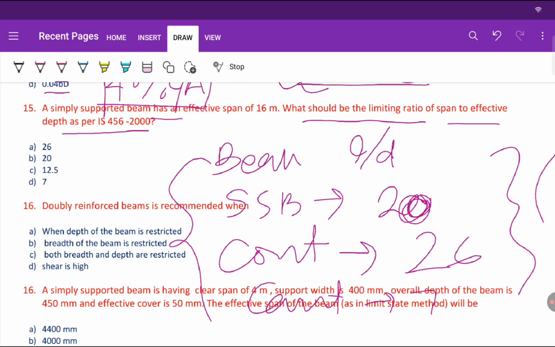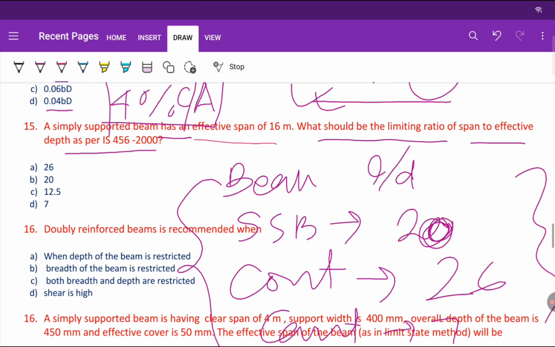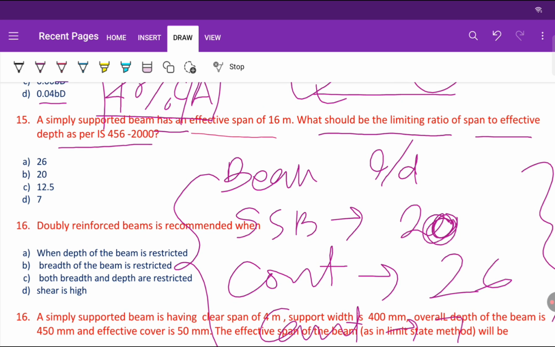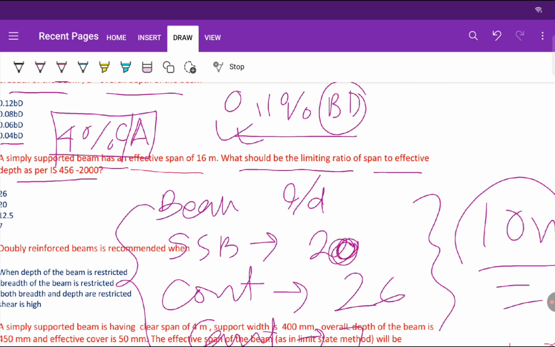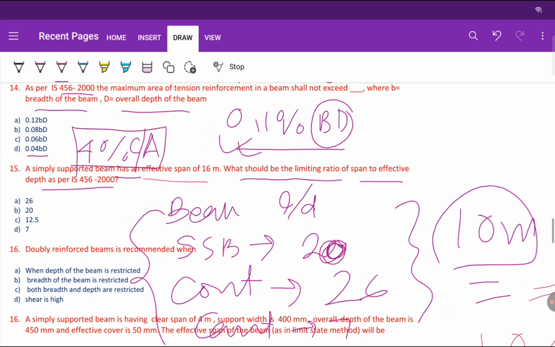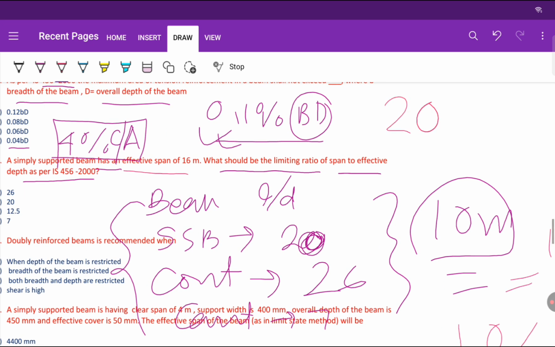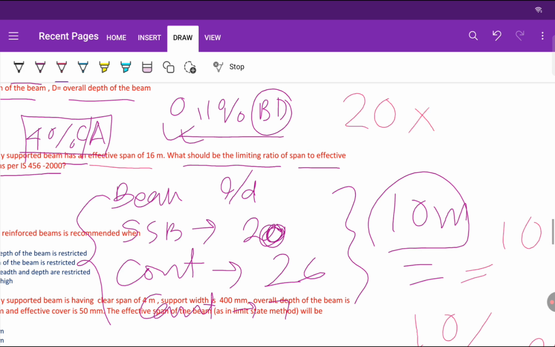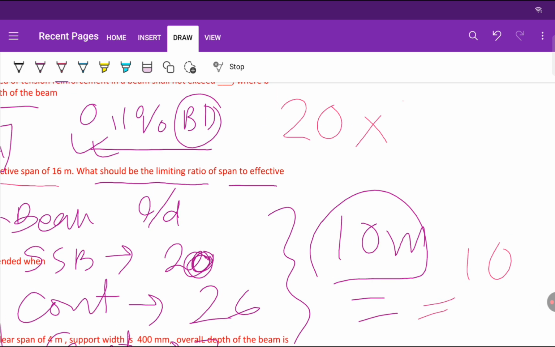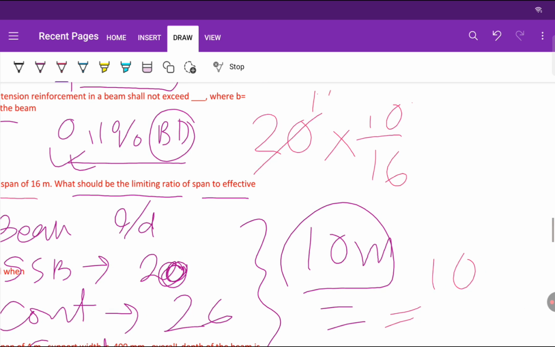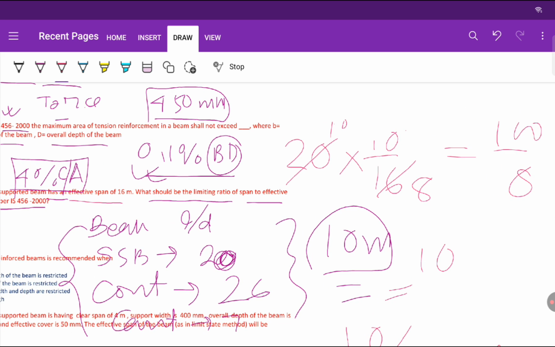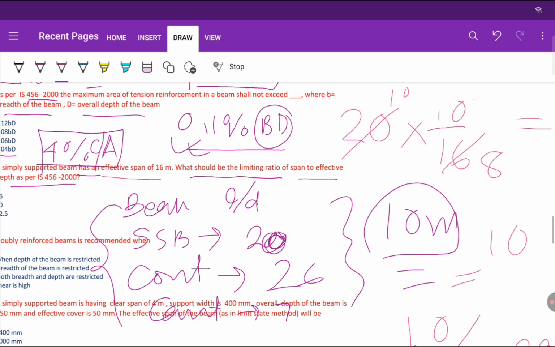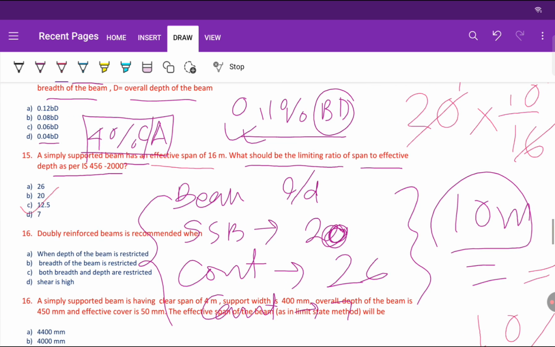So in the question, in simply supported beam we have effective span 16 meter. So 16 meter is obviously more than 10. So what will we have to do? 10 upon span, so for simply supported beam it is 20, right? And we multiply 20 by 10 upon span, which is 16 meter. So 10 by 16, this is 8, right? So 100 upon 8, so that will be 12.5, right? This is 12.5.